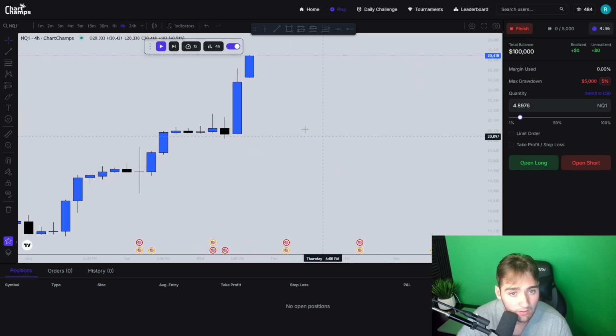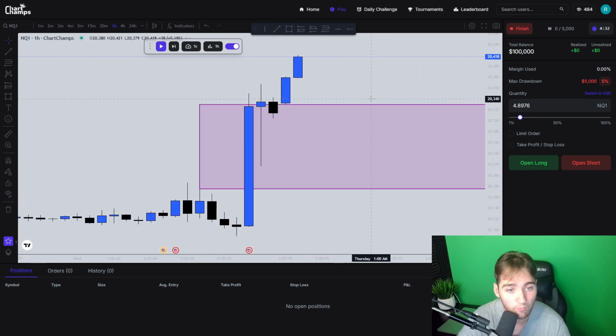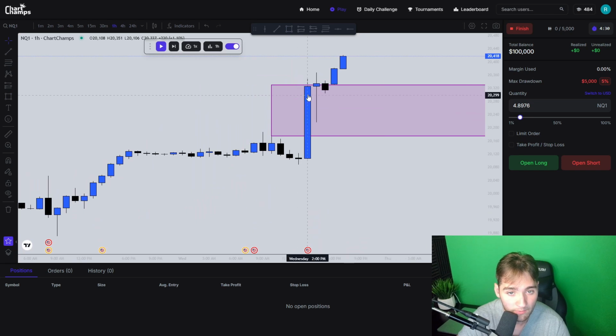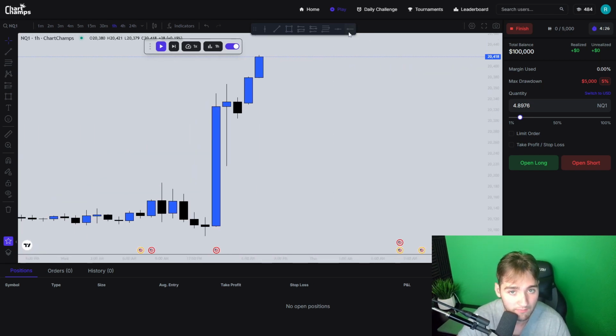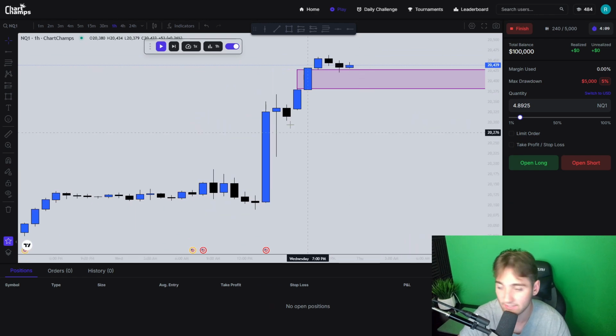4 hour. Okay, maybe we could possibly get a retrace inside this fair value gap. We're going to see 1 hour. Price retraced into that 4 hour. Okay, so we have this 1 hour low. Okay, we have another bullish fair value gap there.